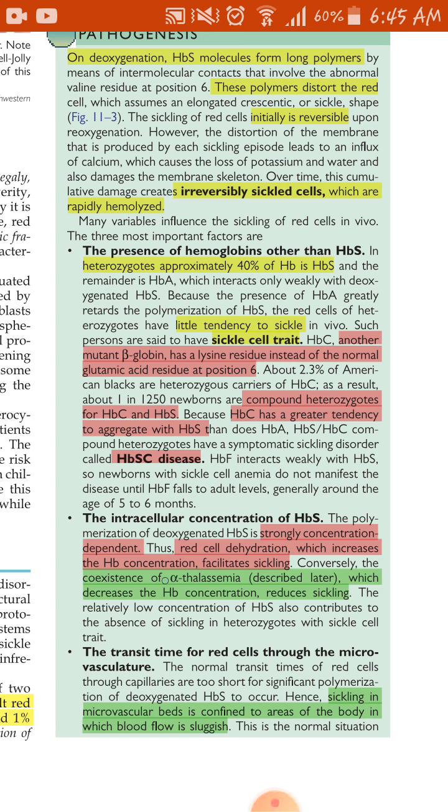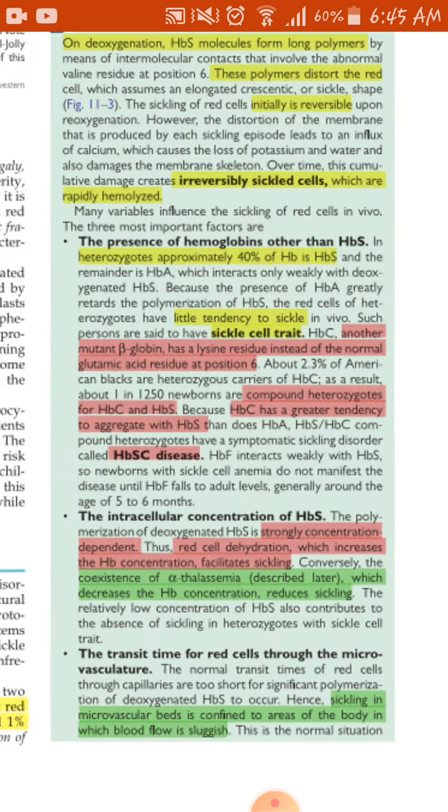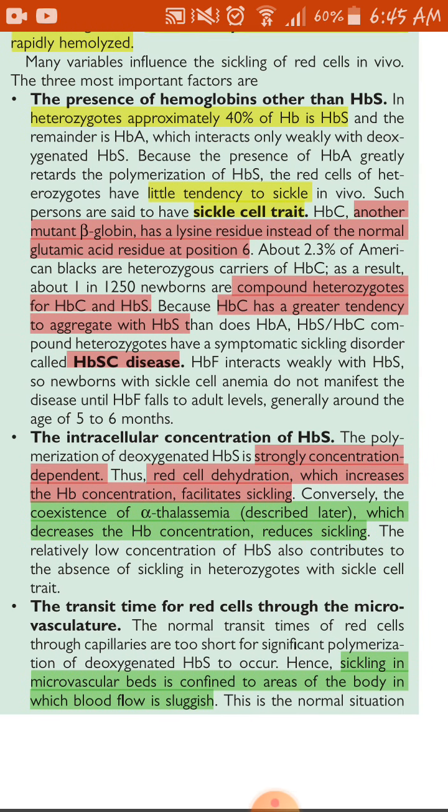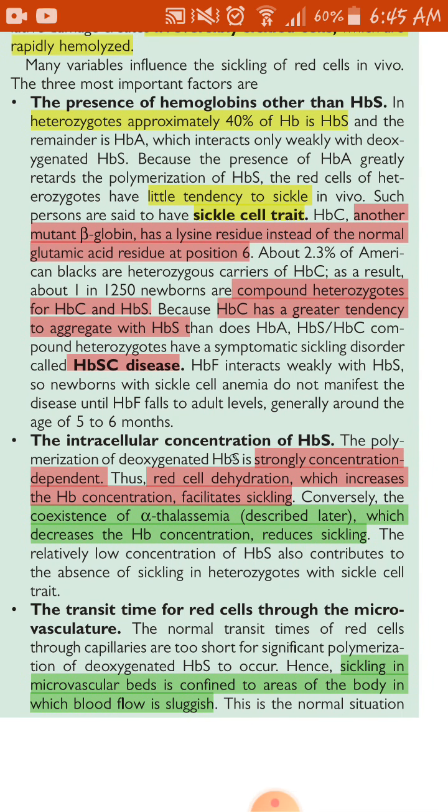Similarly, if a person is suffering from alpha thalassemia, and we know that thalassemia is a condition in which there is decreased hemoglobin, a quantitative defect, then when there is a decrease in the hemoglobin concentration inside the red blood cell, even though a person has sickle cell disease, there will be less sickling because there is less concentration of HbS inside the cell. So we have discussed two factors which influence the sickling of the red blood cells. Next we have the transit time for red blood cells through the microvasculature.